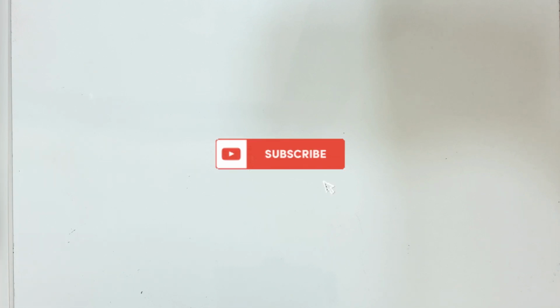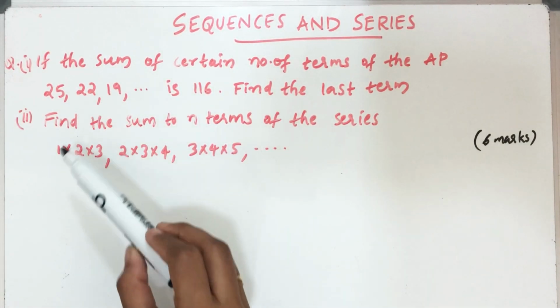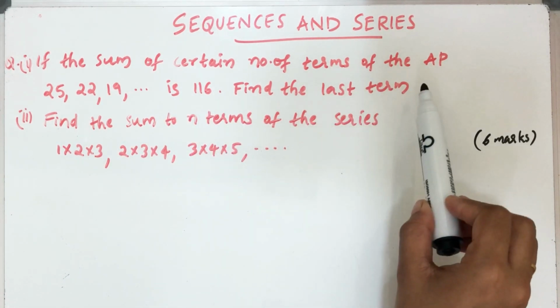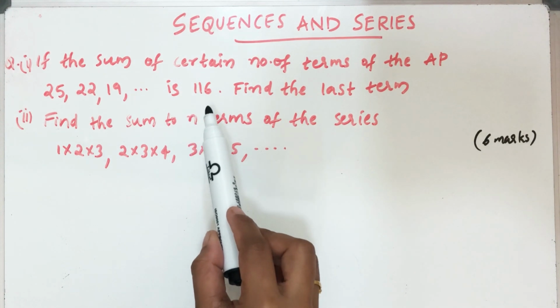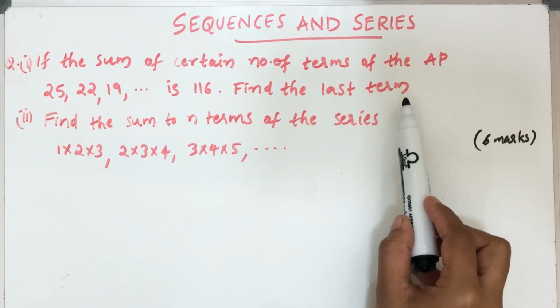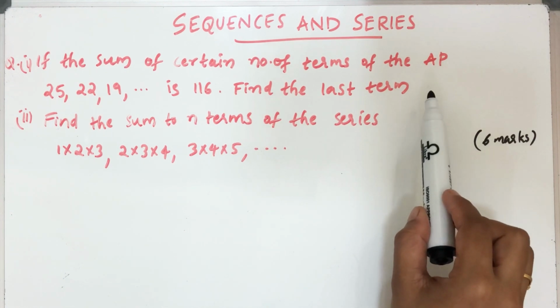Okay, we can go to the video. Okay, first question. First part. If the sum of a certain number of terms of the AP 25, 22, 19, etc. is 116, find the last term. Question from the section Arithmetic Progression.